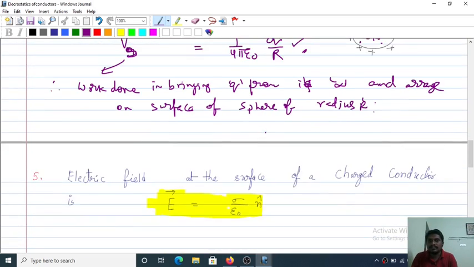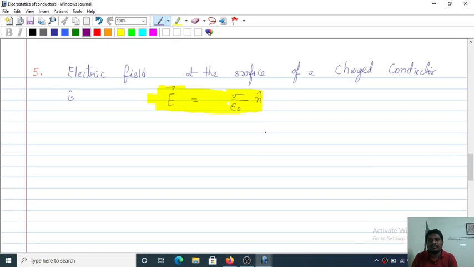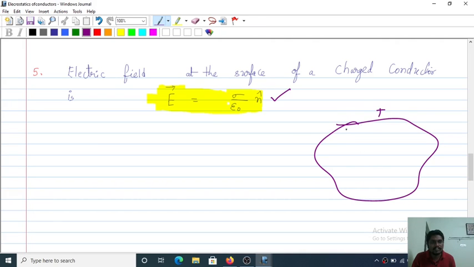And the fifth property: the electric field at the surface of a charged conductor is sigma by epsilon naught. Let us take a conductor of any arbitrary shape. This is a charged conductor, so charge is given to it. Let us take a surface. I'm taking a Gaussian surface.